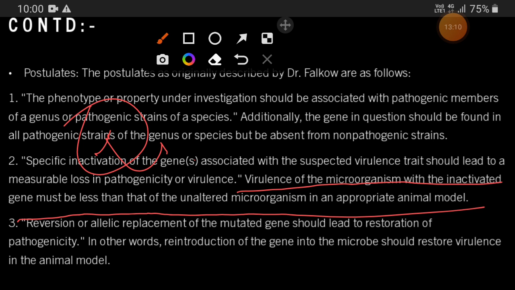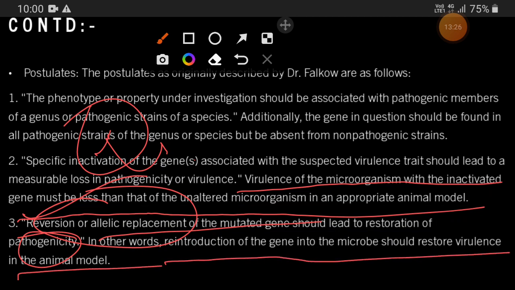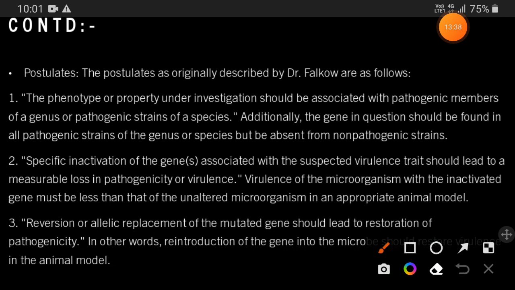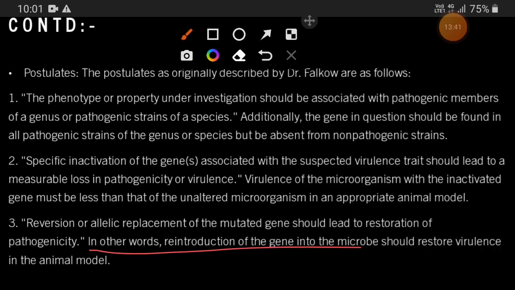Similar thing. Now, reversion or allelic replacement of the mutated gene should lead to a restoration of pathogenicity. In other words, introduction of the gene again into the microbe should restore virulence in the animal model. That means if somehow the mutation is reversed or allelic replacement of the disease-causing gene occurs, there should be restoration of pathogenicity. In other words, if the gene that can cause disease is reintroduced into the cell, it can restore pathogenicity in the animal model.